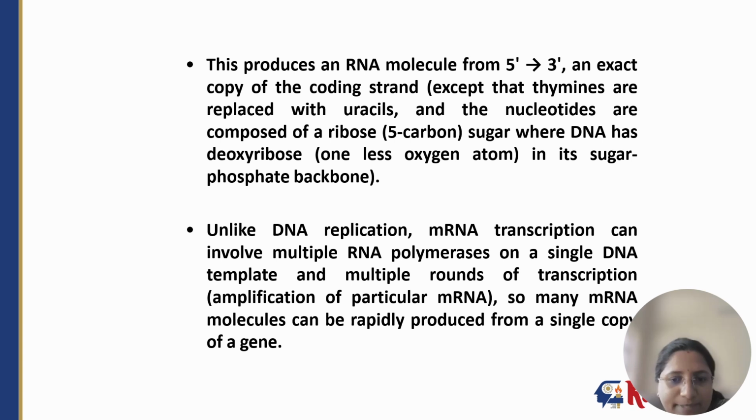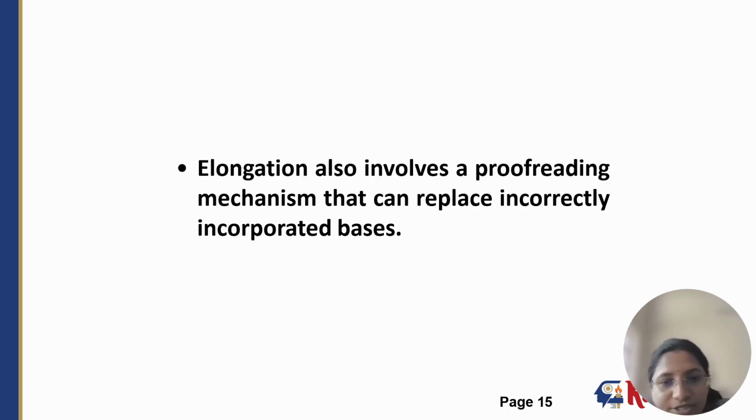Unlike DNA replication, mRNA transcription can involve multiple RNA polymerases on a single DNA template and multiple rounds of transcription. That is, amplification of the particular mRNA is happening. So many mRNA molecules can be rapidly produced from a single copy of a gene. This elongation also involves a proofreading mechanism that can replace incorrectly incorporated bases.